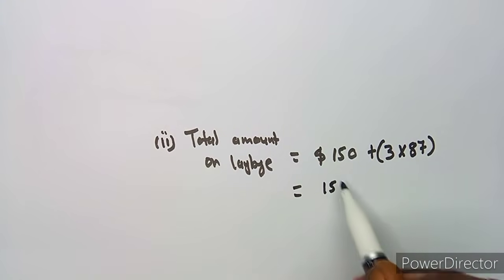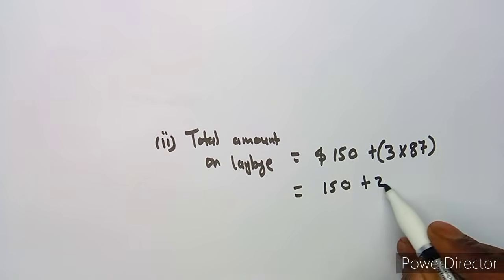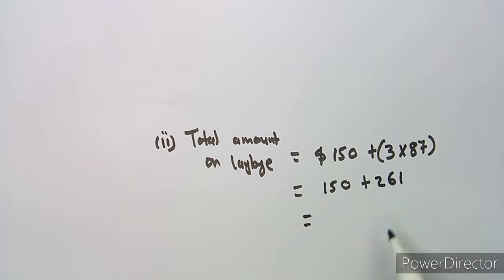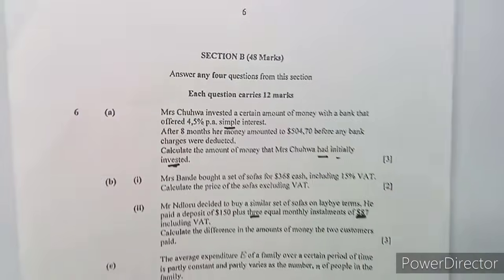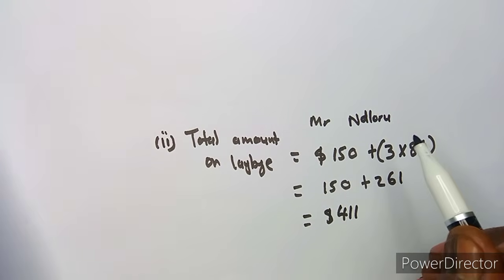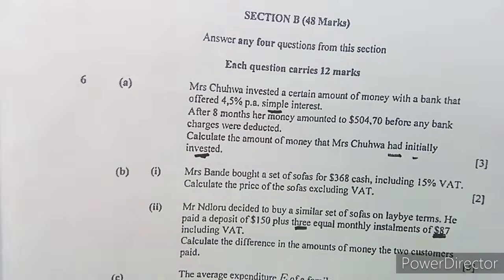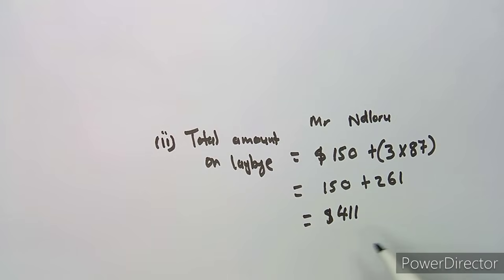So definitely that is your total amount. So 3 times 87 from your calculator, guys, this is going to give us something like 261. Okay, so if we add these two, that is going to be 411. Okay, so this is for this guy, Mr. Ndoro. Just look properly. Okay, so this is the amount that he had, including the VAT, which is the value added tax.